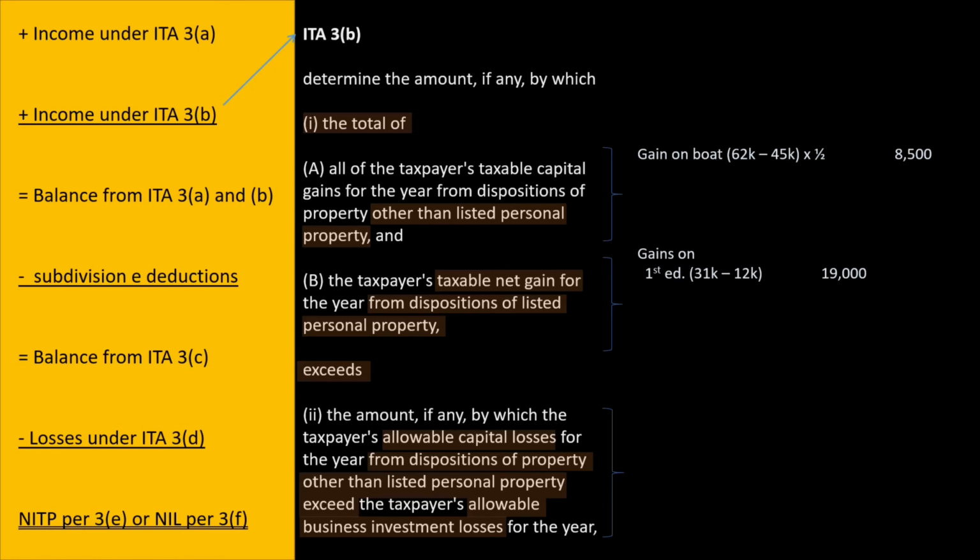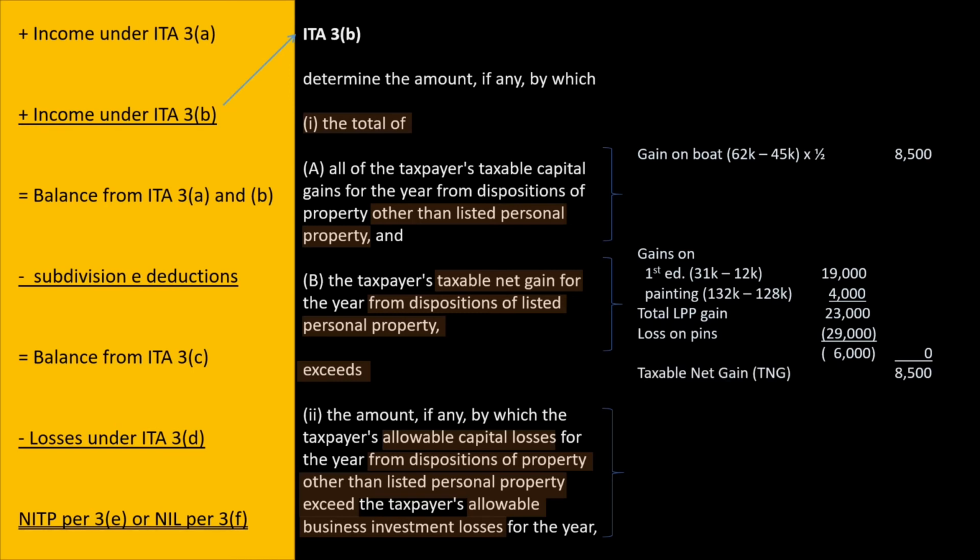And then we can take a look at the gain on the painting, which was 132, value of 128 at the time of bequest, for a gain of 4,000. Our total LPP gain then is 23,000, and the loss on the pins was 29,000. If we total this up, we get an LPP loss of 6,000. The taxable net gain for our purposes here is going to be $8,500. The most of this loss that we can actually take is 23,000. We can't take the entire loss because this here cannot be a negative amount.